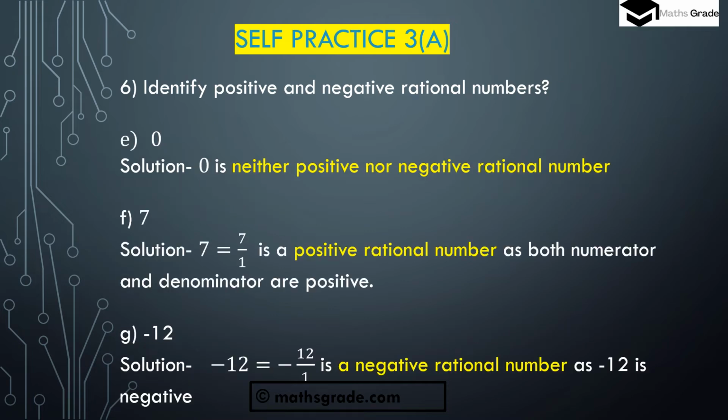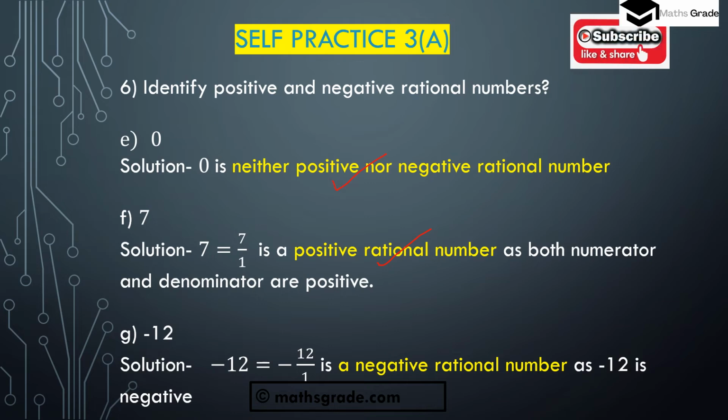Now we solve question number 5, part E. 0. 0 is neither a positive nor a negative rational number. F. 7. We can write 7 as 7 divided by 1, and the numerator 7 and denominator 1 are both positive, so 7 divided by 1, or 7, is a positive rational number.